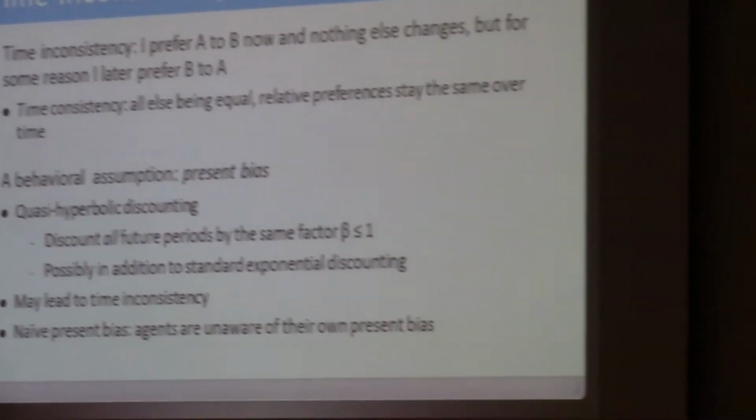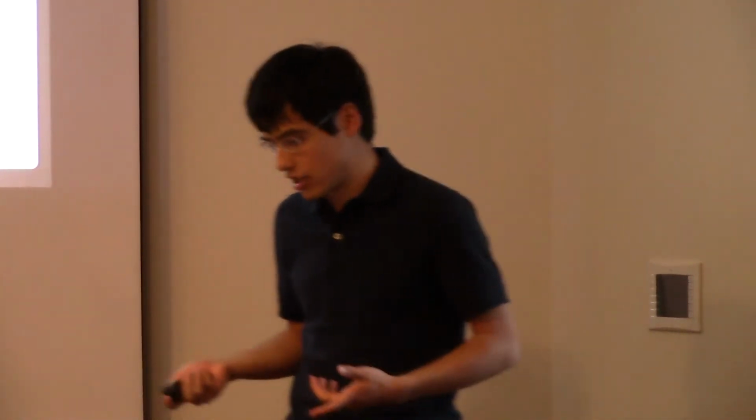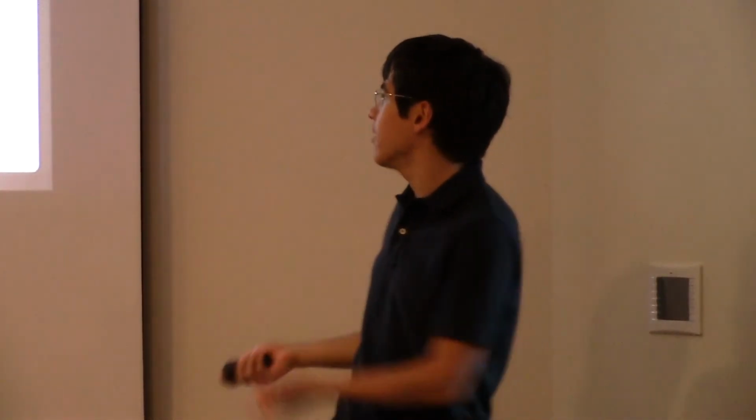It was pointed out to me in the faculty defense that there's a variety of this where agents don't even realize that they're time inconsistent, but in fact they are, just as people don't necessarily realize their own irrationality. This is called naive present bias. In this thesis, I'm going to be assuming naivety in that sense.